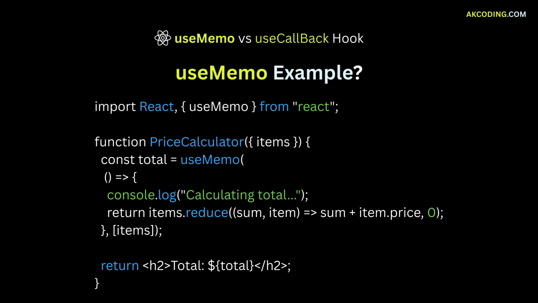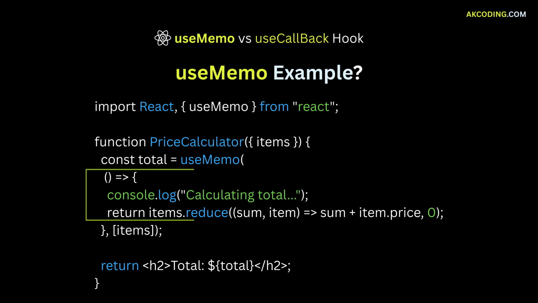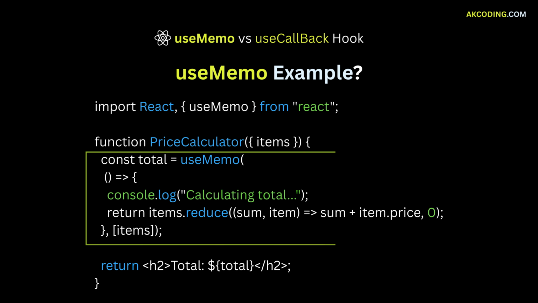Now let's take an example for useMemo that will help us understand well. Here are 3 easy steps to implement useMemo in your code. Step number 1, import useMemo from React. Step number 2, wrap your computing function inside the useMemo hook. Step number 3, hold the value calculated from your computing function in a variable and use that variable in your UI.